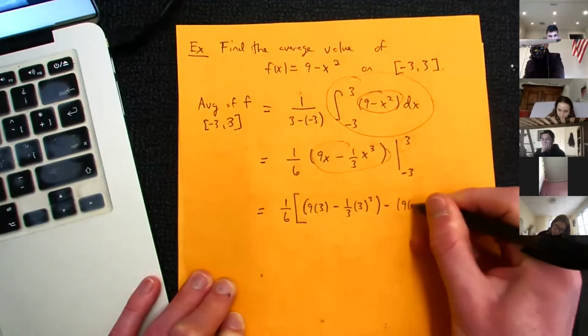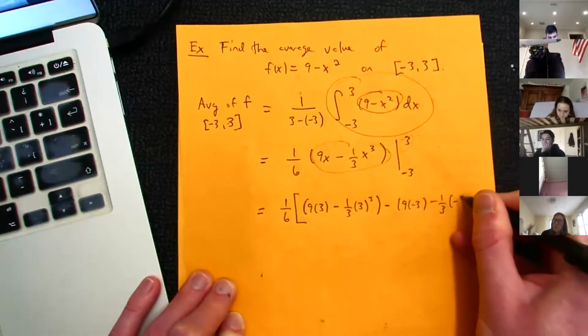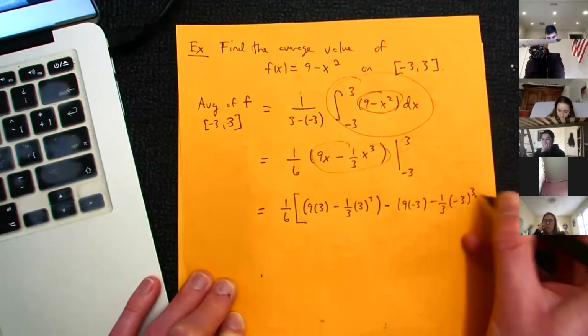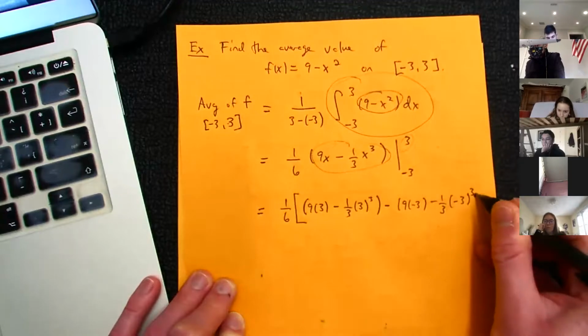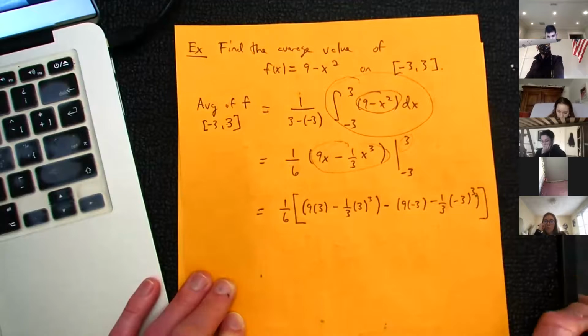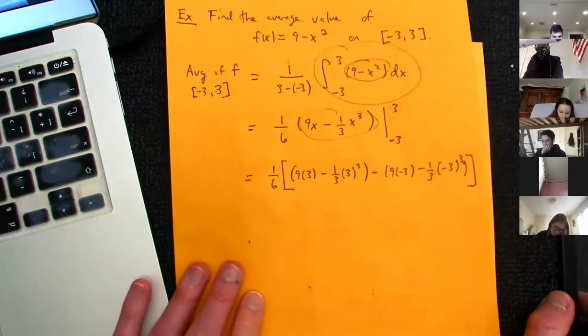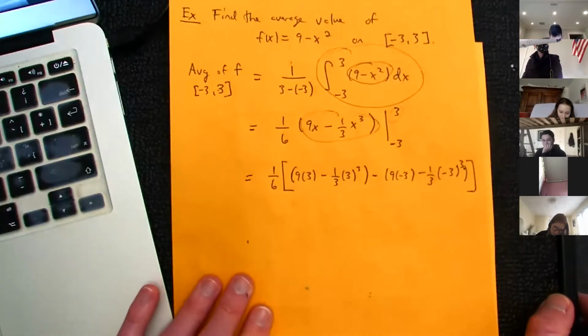this whole expression evaluated at -3. That's 9 times -3 minus 1/3 times -3 to the third. Parenthesis, bracket. There's a lot of parentheses happening here. It's getting a little bit out of control. You need to be really careful with this stuff, right? There's a lot of minus signs, and be very careful when you're writing these things down. It's easy to make a sign error.